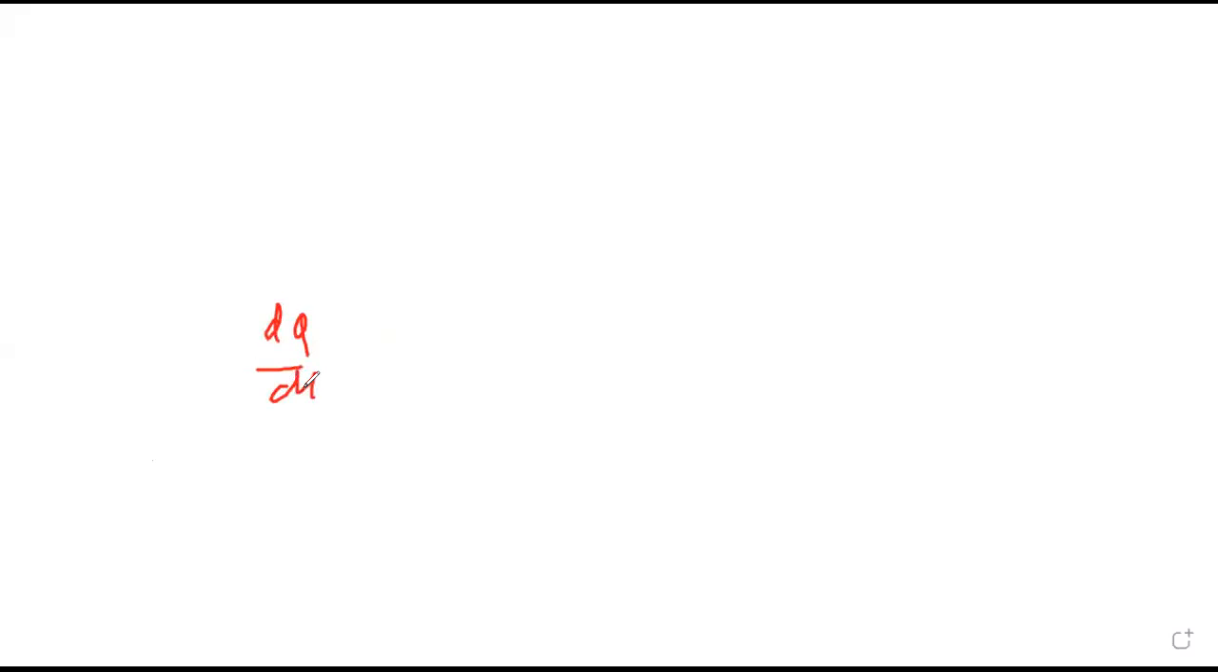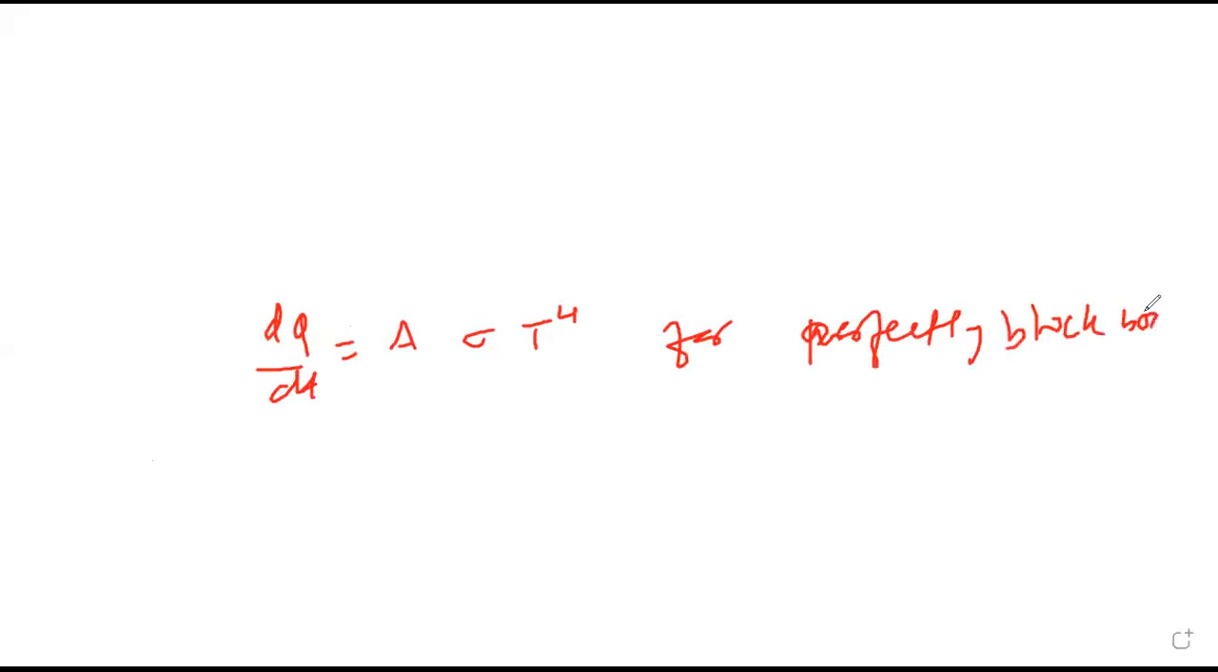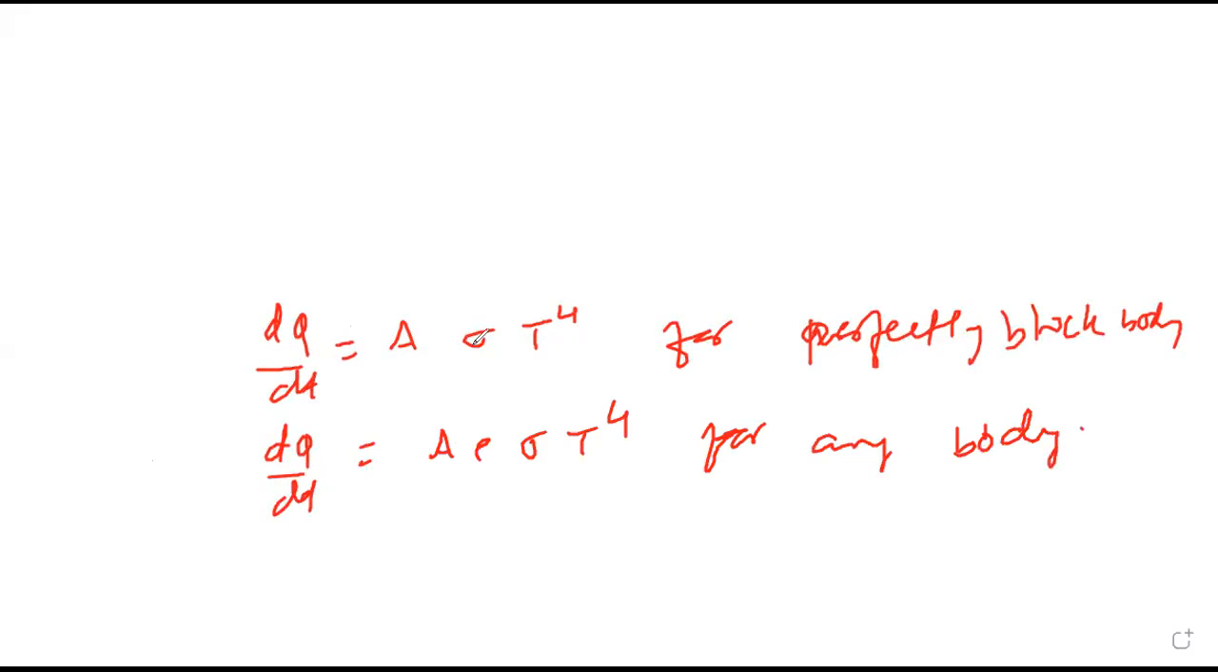So dQ by dt is sigma T raised to 4 for a perfectly black body. If you multiply this by e, then this becomes the amount of heat radiated for any body. Black होगा तो e you put 1, you will get the required answer.